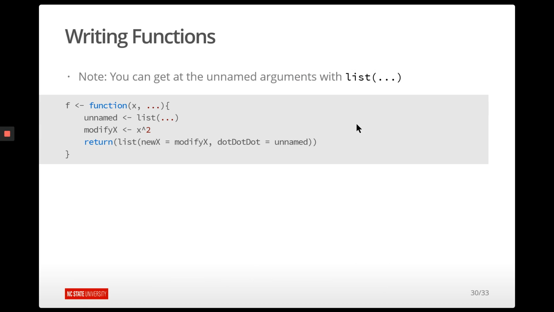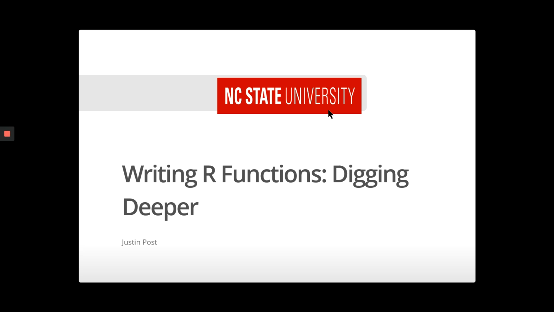And so, if you are trying to parse through the unnamed arguments that the user specifies to you, you can do so by doing list of ... within your function call. And so, for instance, we can look at this function just called f. That's going to take in x and whatever the unnamed arguments the user gives us. And what we're going to do is modify x and return x squared. And then we're going to also look at what the unnamed arguments were.